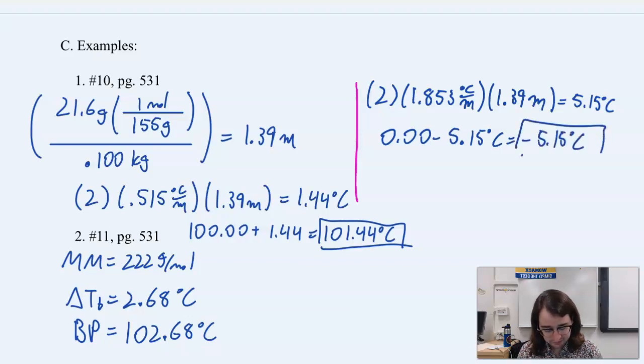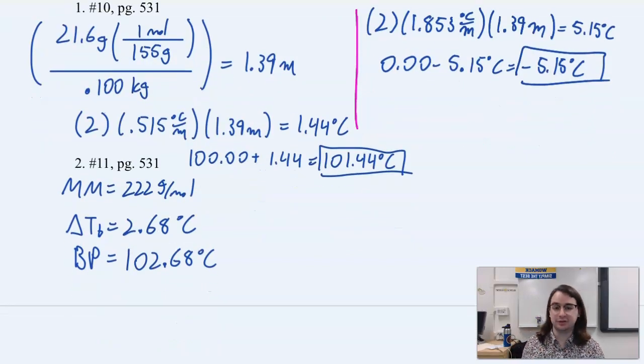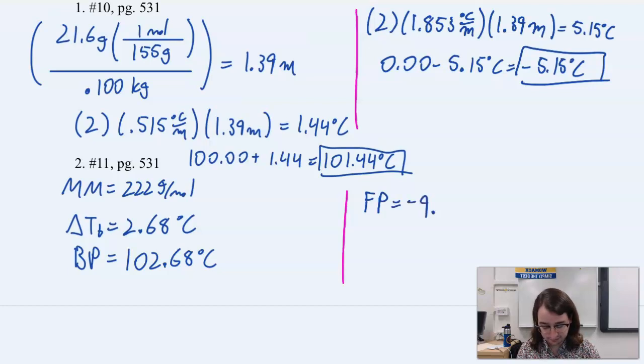I'm pretty sure you probably got this figured out by this point. Now, for number 2, I'm going to let you continue to try and work this one on your own. This time, though, you should find that the freezing point is negative 9.6 degrees. Use that like you did last time. Use it for practice. See if you can figure out and find that answer. Hopefully it works out for you. If not, then let's double check it together.